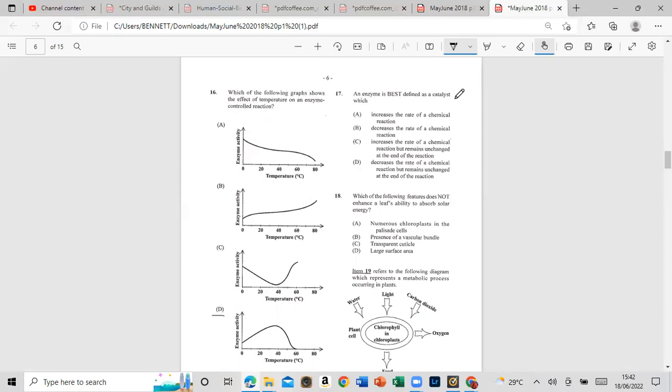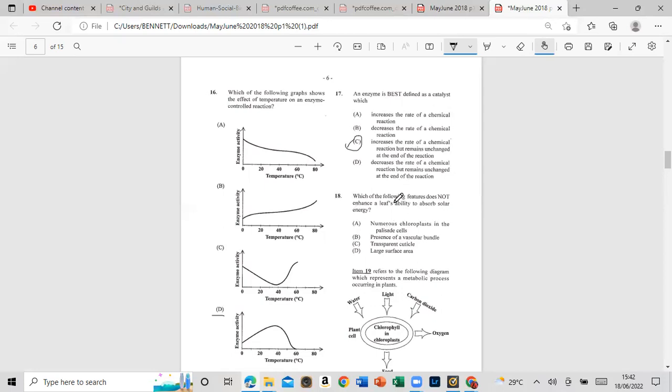All right, let's move on to 17. An enzyme is best defined as a catalyst which A, increases the rate of chemical reaction, B, decreases the rate of chemical reaction, or C, increases the rate of a chemical reaction but remains unchanged at the end of the reaction. Decreases the rate of chemical reaction but remains unchanged at the end. I think that is there two times. Increases the rate. Oh, decrease. This one is decrease. I know it's increase. So it could be A or C, but it says remains unchanged. So I'm going to go with C.